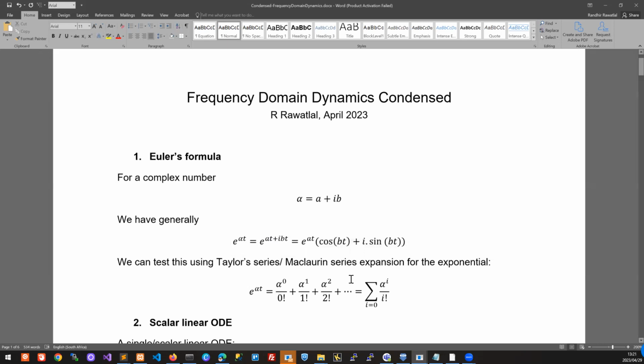So the Taylor series or Maclaurin series for the exponential function can be expressed this way. You can go back to your Maths 1 notes and have a look at that expansion, but let's take it as a given that the exponential of alpha, and in fact, this should be without the t here, is alpha to the 0 divided by 0 factorial plus alpha to the 1 divided by 1 factorial, alpha squared over 2 factorial, and so on.